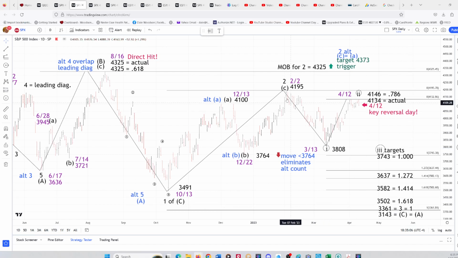In this third degree of trend, we have a 1 down with a circle on it, 2 up with a circle on it on 4/12, and there are the targets there. 3 equals 1 at 37.43. The 1.272 is 36.37. The 1.414 is 35.82. And the 1.618 is 35.02. Key reversal day. I'll get into that with the ES. We got a key reversal day.